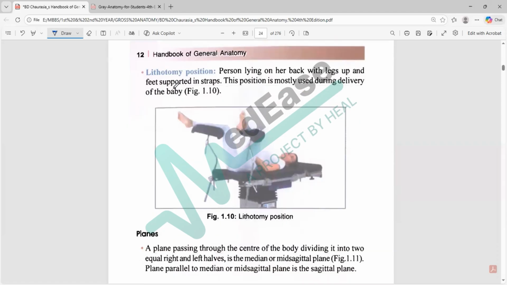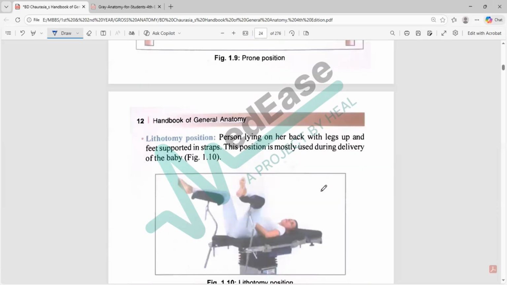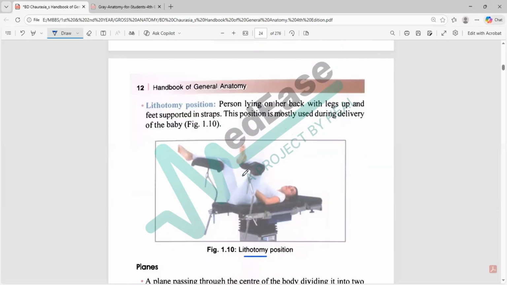Now we have another common position, the lithotomy position, which we normally use for vaginal birth. The lithotomy position involves the person lying in the supine position, but instead of the feet being put together with the body, as we see it right here, in lithotomy the feet are supported by some straps or some apparatus to hold the feet high up. This is mainly to open the pelvis.